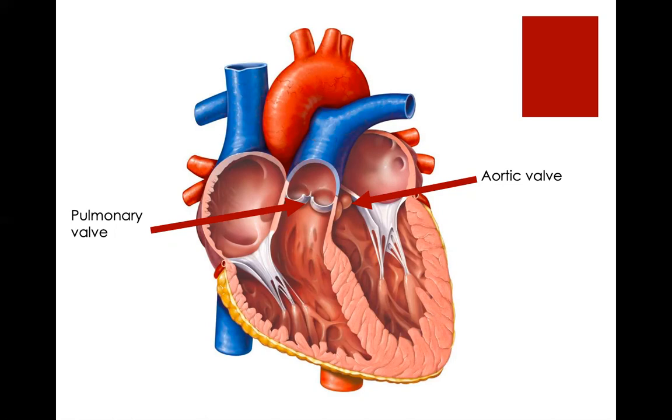On the left-hand side, we have another set of valves. You only see the back part of it. So this little semilunar is the posterior aspect of these valves. And again, same function as described.